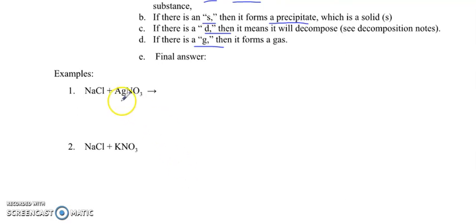So we have sodium chloride and silver nitrate. So let's break it up into the ions. We've got Na plus and Cl minus. And we have silver, which is always a 1 plus, and we have nitrate, which is polyatomic. So then I like to just show my new ions. So sodium was with chlorine, it's going to go with nitrate now. Silver was with nitrate, it will go with chlorine.